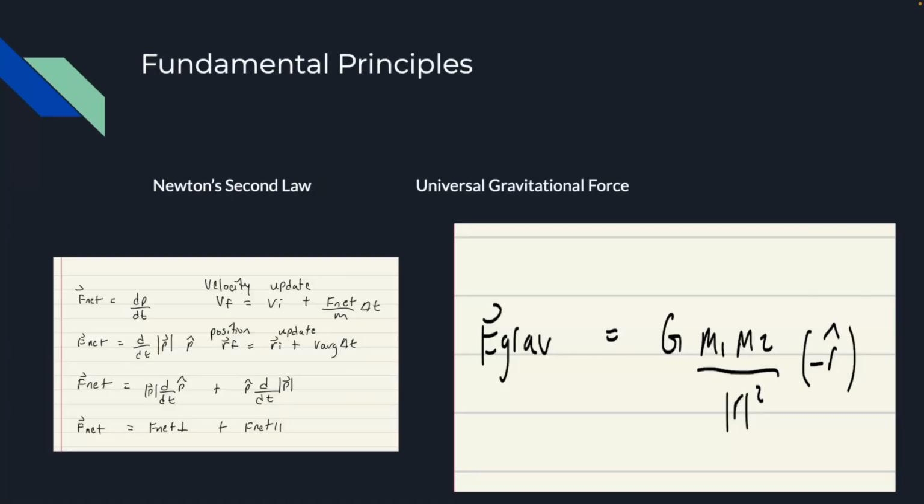These are the fundamental principles that will be covered in this lab. So Newton's second law describes the relationship between the force acting on the object and the resulting motion of the object. The second law is used to find the net force of the object as well. And the momentum principle can also be broken up into its components, F net parallel and F net perpendicular. And then the formula can be used to find the velocity and position update formula for part 2. So the universal gravitational force allows us to calculate the gravitational force that's felt by a system by a source.